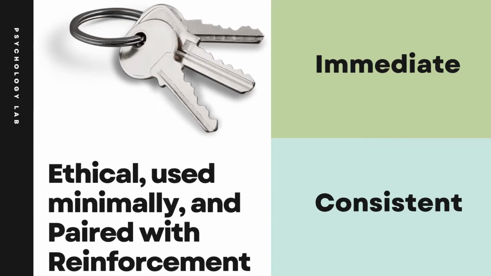It's also critical, therefore, that punishment be ethical. It needs to be used minimally. So, in other words, it should only be used when it is absolutely necessary. And it needs to be paired with reinforcement. Punishment should also be immediate. That way, there is a connection being made between the negative consequence and the behavior that's not desired. The punishment also needs to be consistent. When there's a lack of consistency, the individual may conclude that this particular time that they're engaging in the undesired behavior, they may not be punished and it may be worth the risk.